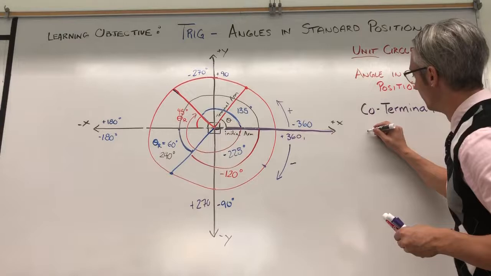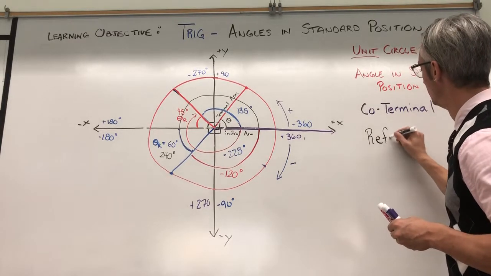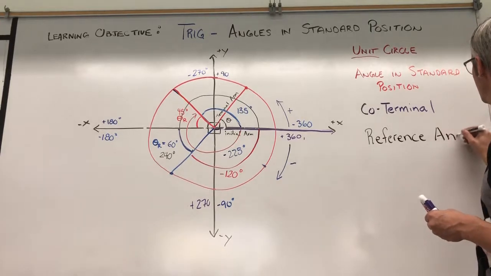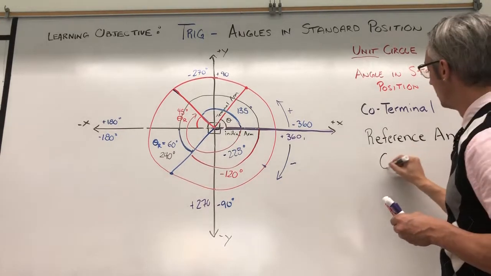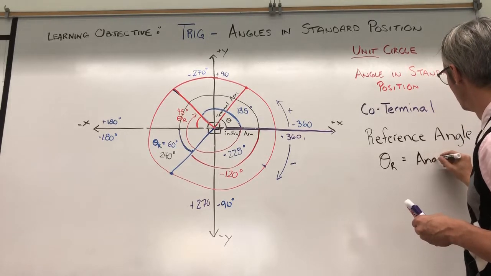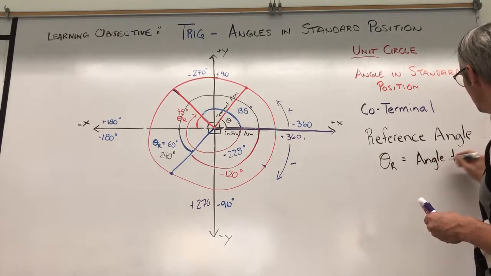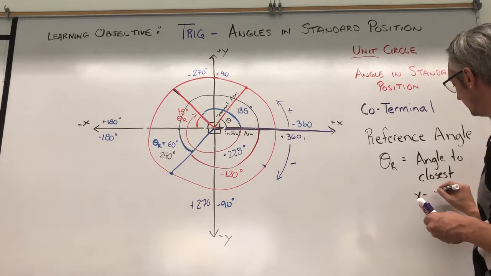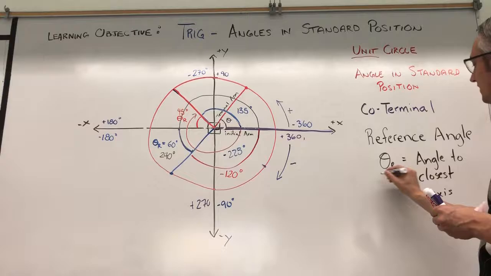So the other is a reference angle. Reference angle is my theta r, and it's the angle to the closest x-axis. And this comes in handy in the next part.